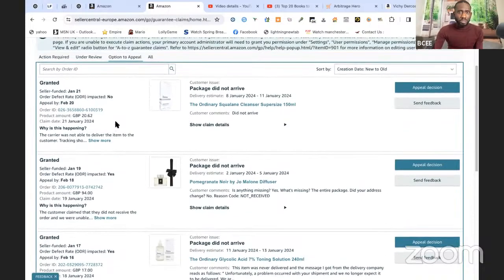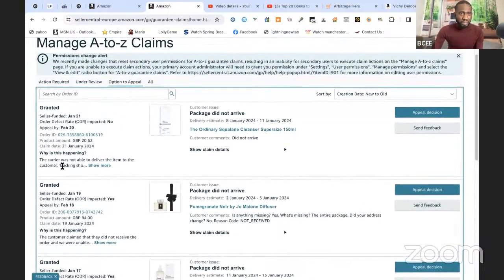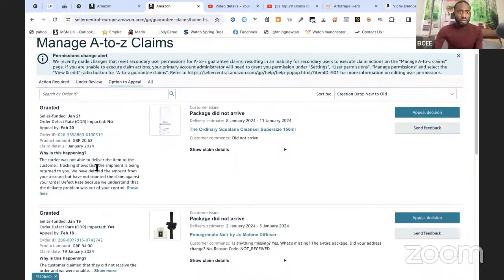Okay, so this customer is complaining that the carrier was not able to deliver the item to the customer. Tracking shows that the shipment is being returned to you. We have debited the amount from your account, but have not counted the claim against your order defect rate, because we understand that the delivery problem was out of your control. So you could see that I couldn't control this one, but I can still appeal.